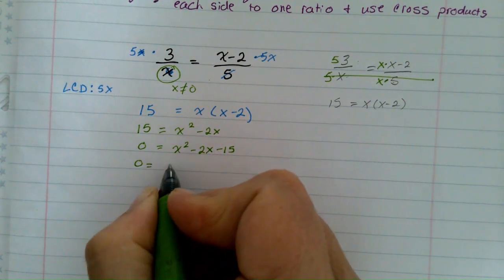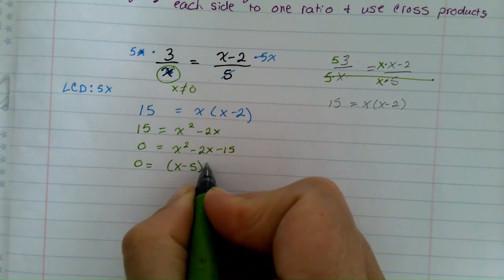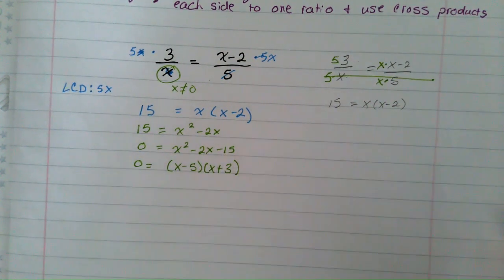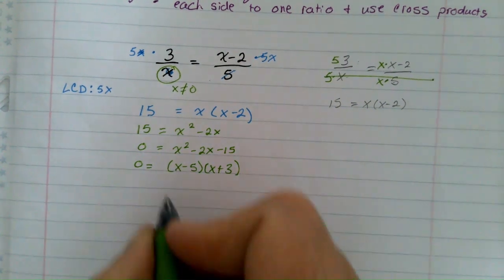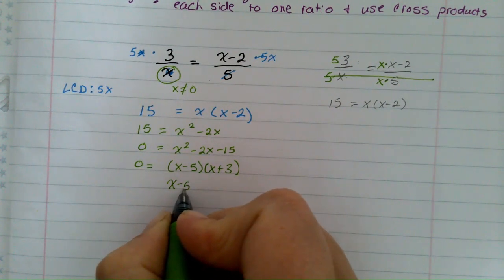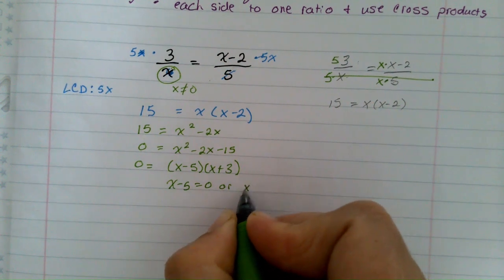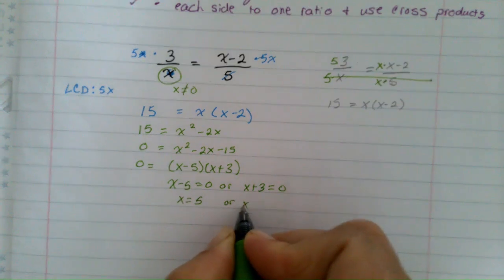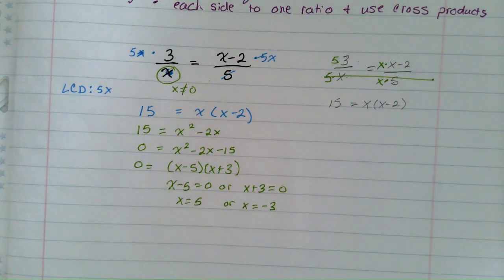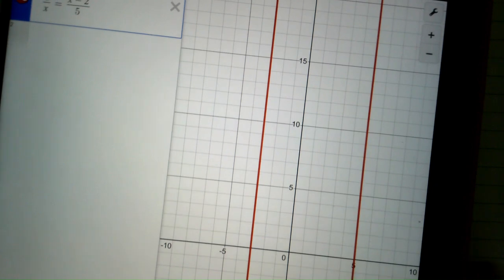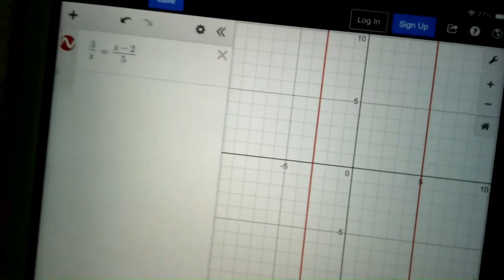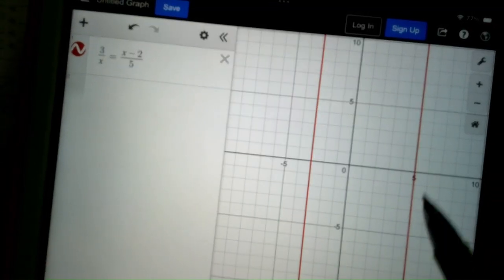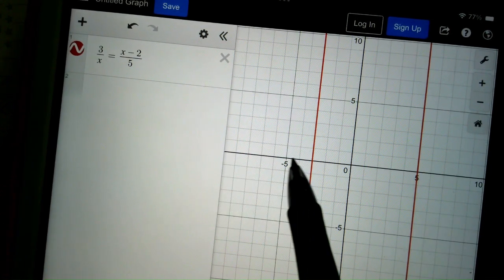If I factor, I get x minus 5 times x plus 3. If you forgot how to factor, go back and watch one of my factoring videos. And then the zero product property says that each equal to 0. So I get x equals 5 or x equals negative 3. Now, if I didn't have to show work and I had access to technology, I could just go ahead and graph it. I have it typed in here as the original. And we see that it is crossing at 5 and crossing at negative 3.